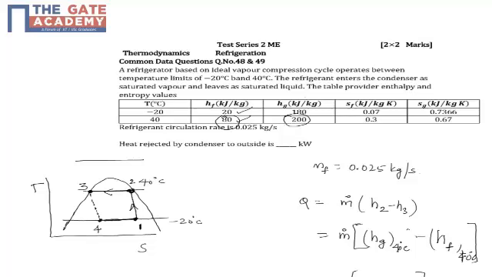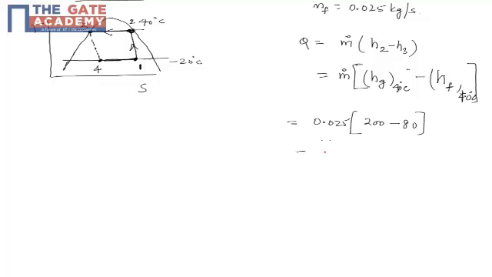So these two are used for the first part, and we get 120 into 0.025. If you multiply it, it is basically 3 kilowatt. This is kilojoules per second, so it becomes kilowatt. 3 kilowatt is the heat rejected. So this is the first part of the common data. So let's see the second part.